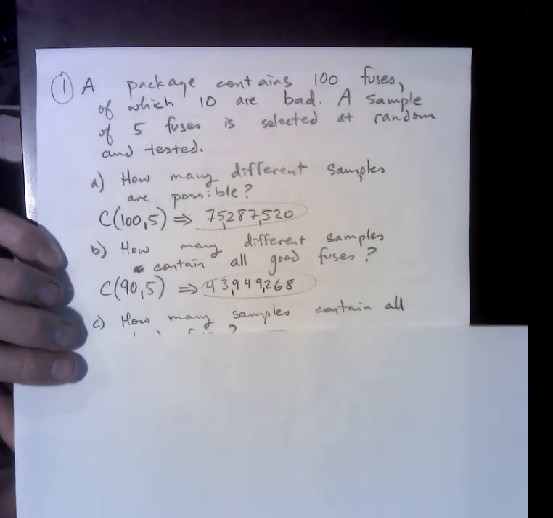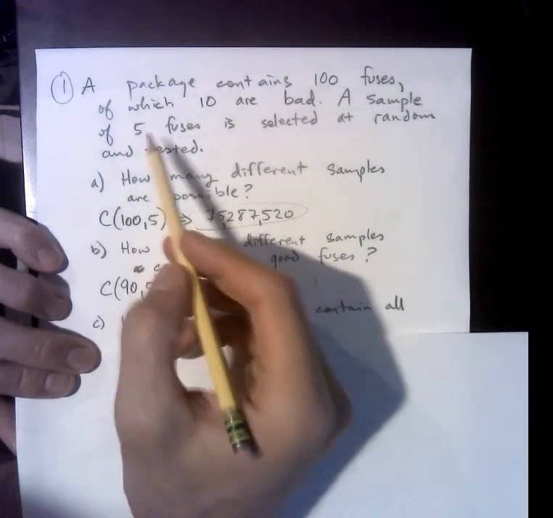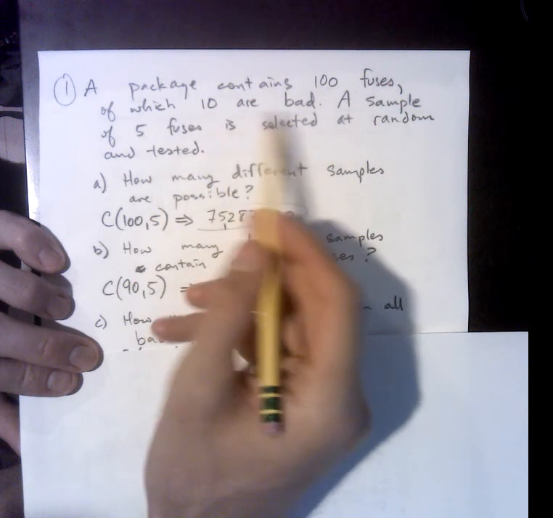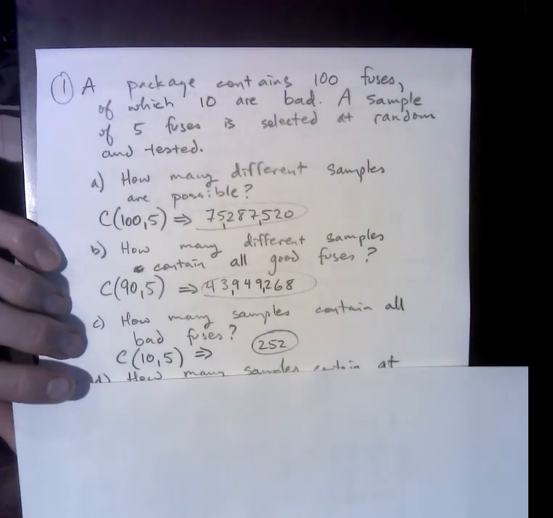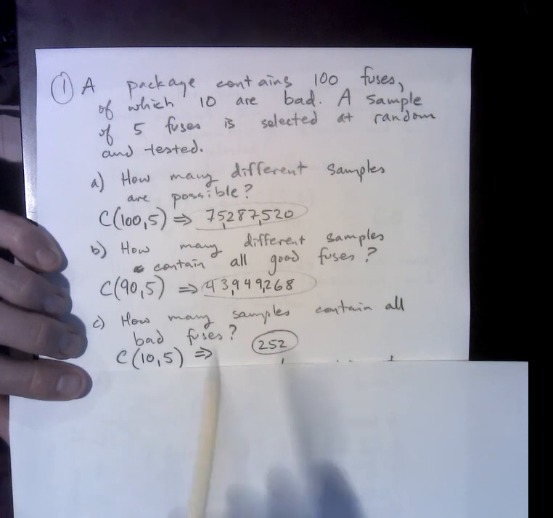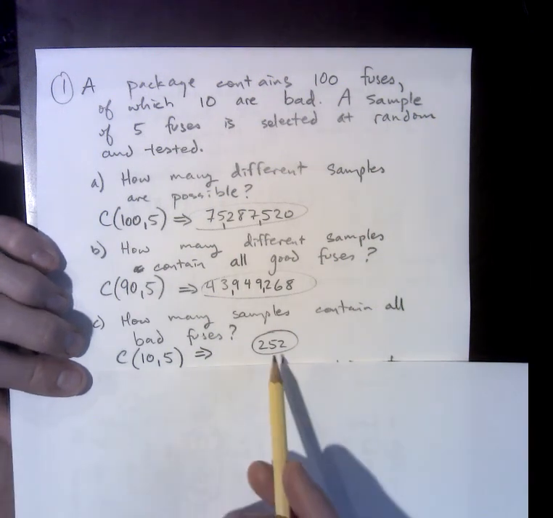Okay. How many samples contain all bad? Well, now we're choosing 5 from only the 10. 10 choose 5 now. How many ways are there for me to choose 5 fuses from 10? 256. Excuse me, 252.